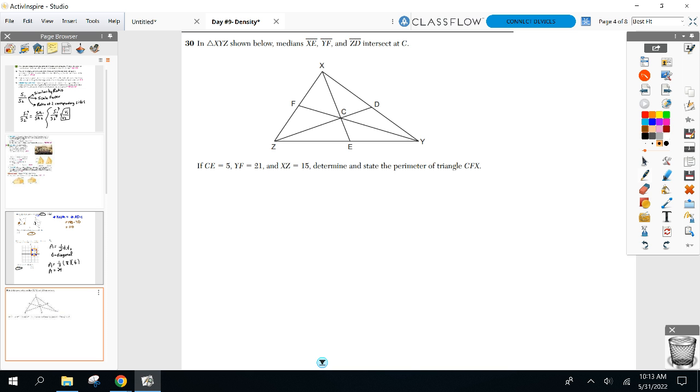Okay, here we go, kids. Medians. All right, we'll have to talk. CE is 5. YF is 21. XZ is 15. Find the perimeter of CFX. Triangle CFX. Got to find that perimeter.